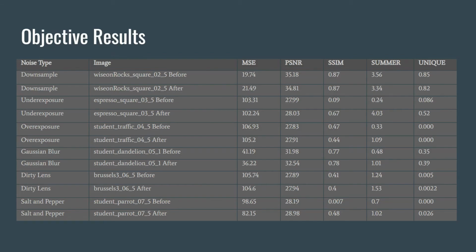Once again, for applying the unsharp mask to the Gaussian blur in the student dandelion, the Sumer metric showed huge gains, indicating an increase in perceived quality. The same can be said of the dirty lens noise applied to the Brussels 3 image. A significant increase in the Sumer measure can be seen, whereas all of the other measures remain mostly unchanged. The salt and pepper noise in the student parrot image saw huge gains in each of the three measures that take into account structural changes.